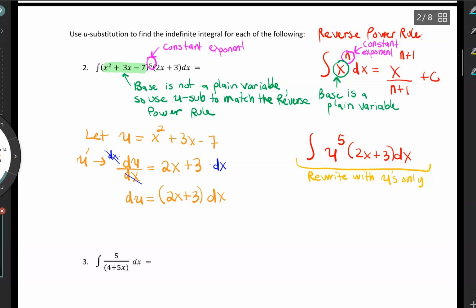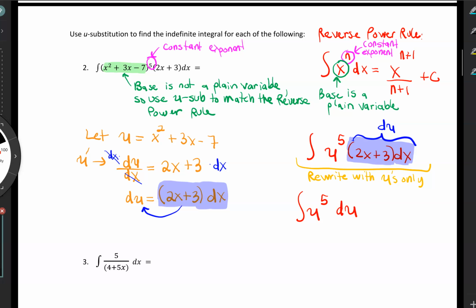So why is this helpful? This is helpful because now if I have this exact binomial and a dx, I can cash it in for this du. They're equivalent, right? So over here in my integrand, I had my binomial, the exact same binomial, and I have the dx. All of that is going to cash in now for my du. So when we do that, it's going to be the integral of u to the 5th du. That fits my basic reverse power rule exactly.